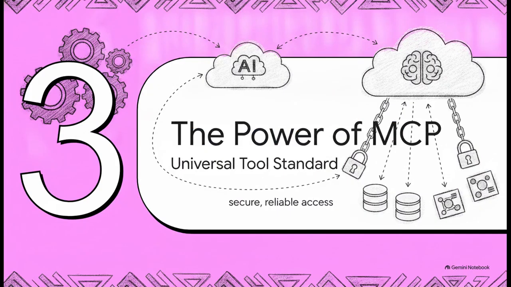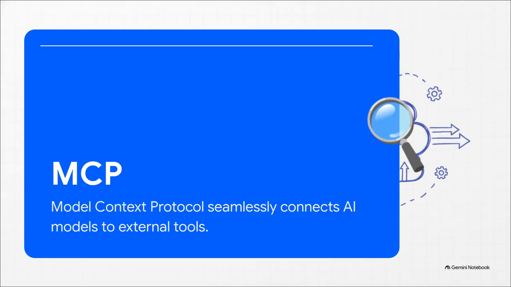And as we scale up to production, we inevitably hit a massive bottleneck: tool integration. How do we give these agents secure, reliable access to external databases? Well, that brings us to Section 3, the power of MCP. The Model Context Protocol, or MCP, fundamentally changes the game for developers. Introduced by Anthropic in late 2024, MCP is basically a standardized way to connect AI models to the outside world.